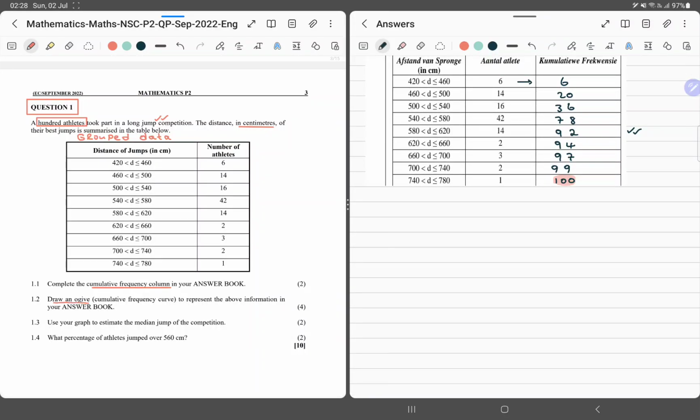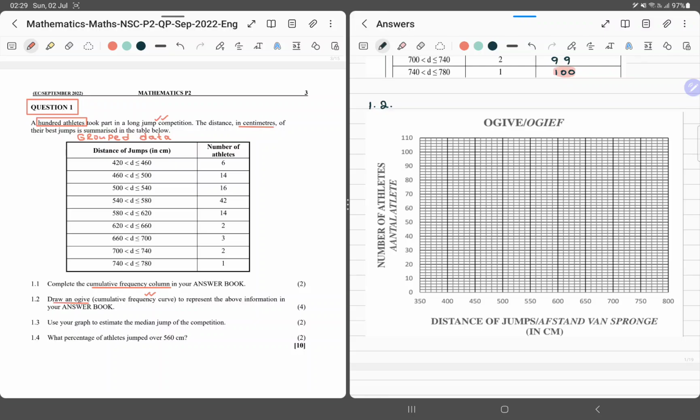The next question says draw an ogive, or the so-called cumulative frequency graph, to represent the above information in your answer book. So let's look for it. Okay, there we've got it. What do we do here? We've got to find the smallest scale on the horizontal axis. What is that tick there? First we find the distance of the big block: 400 minus 350 gives us 50. Then we've got 1, 2, 3, 4, 5 small blocks, so we divide that by 5, which gives us 10. Then we look across the vertical axis. From 0 to 10, we've got 1, 2, 3, 4, 5 blocks, so 10 divided by 5 gives us 2. So the smallest tick is a 2.